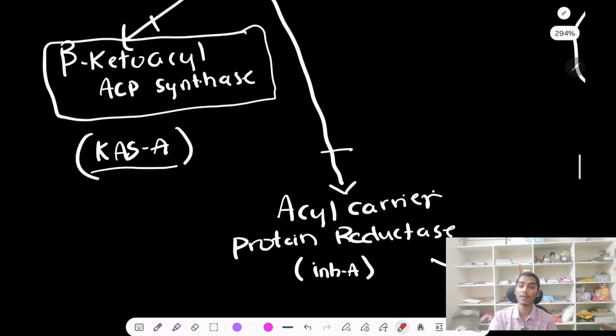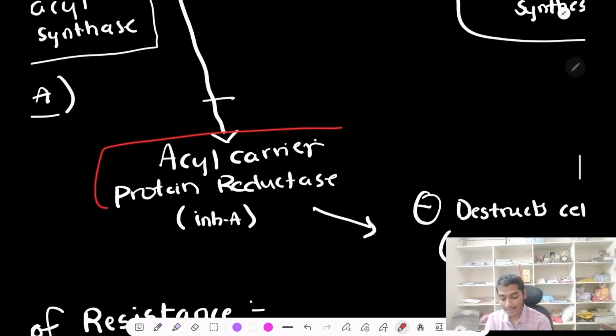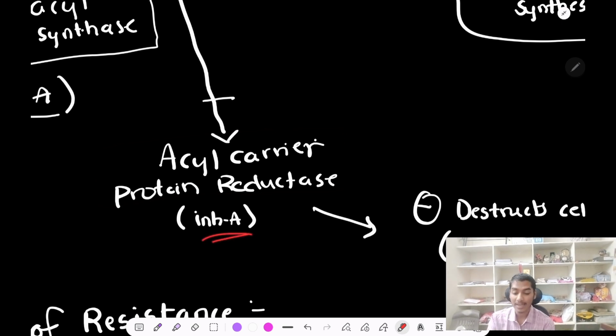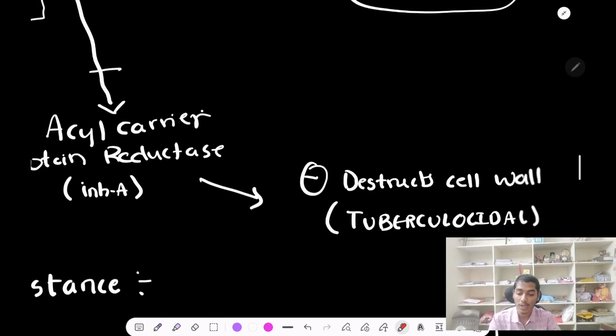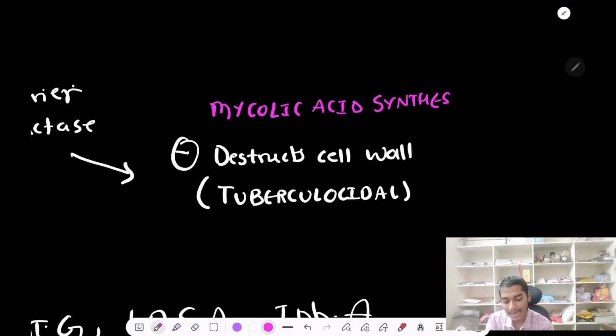So this is responsible for inhibition of mycolic acid synthesis, and also another one, acyl carrier protein reductase, which is coded by the InhA gene. These two are responsible for inhibition of mycolic acid synthesis, and thereby they are responsible for destruction of the cell wall as well as being tuberculocidal.